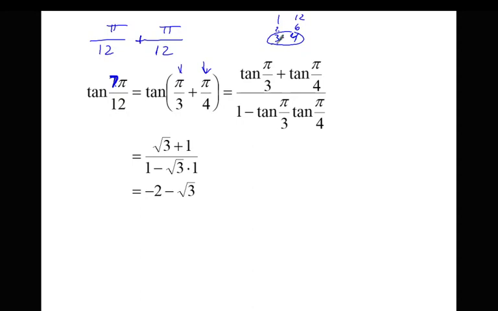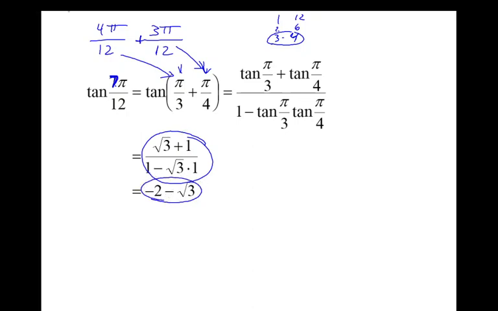So basically, you're going to put like this, 4 pi over 12, which is pi over 3, and 3 pi over 12, which is pi over 4. And then simplifying, I would leave it right there, but when you actually do your radicalizing the denominator, you could also get it down to this as well.